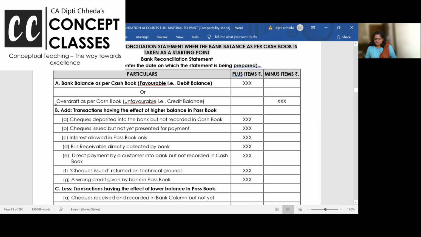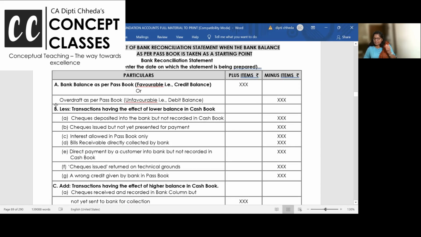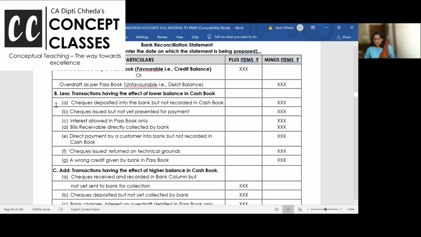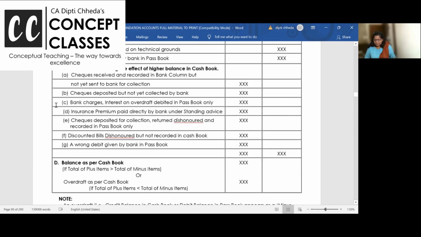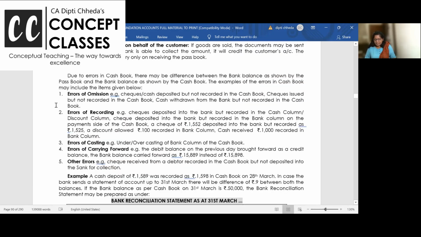Bank balance as per cash book, if it is debit, then plus or minus as they have given. Or overdraft as per the cash book, then it is credit. Check deposited into the bank. So when I deposited, debit, now credit, and so on. So both these formats are there. First for the overdraft balance and then for the normal balance. Okay. These all examples I have cleared in the very first class.